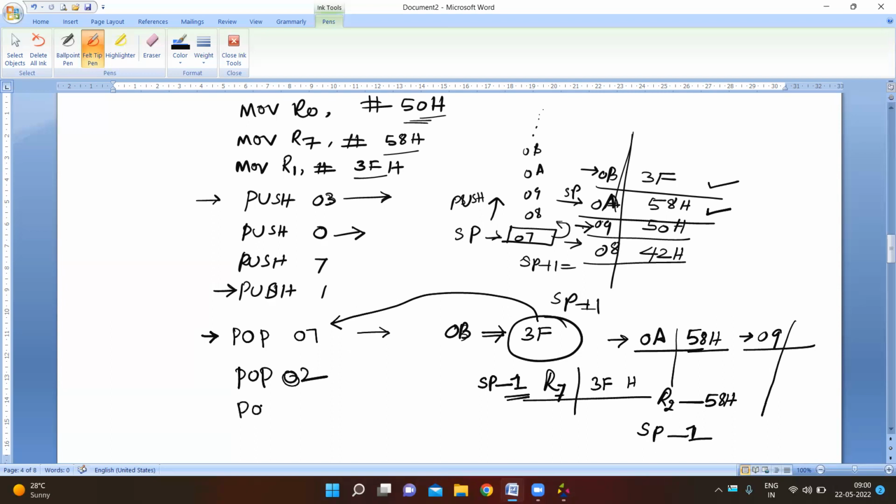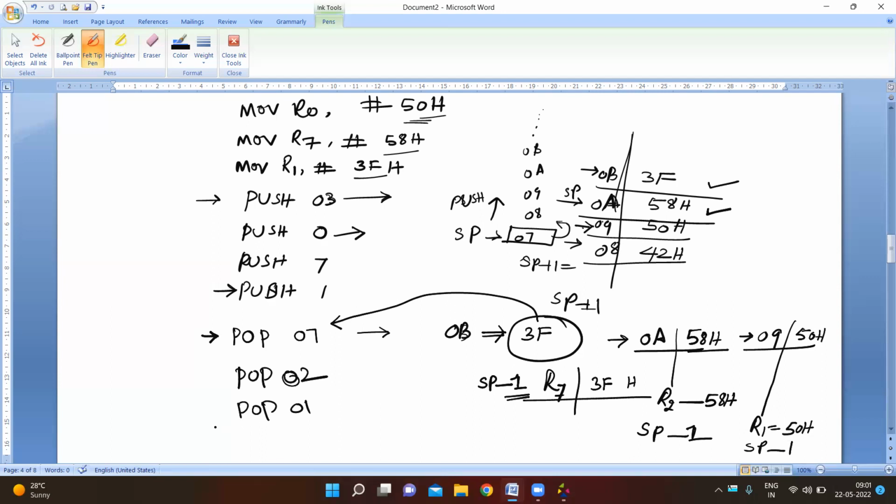And if I write again pop 01, right? Pop 01, now what happens? It retrieves the data from where the stack pointer is pointing. Stack pointer is showing 09. In 09, the contents are 50H. 50H is loaded into register R1. 01 means R1 register only. So R1 is loaded with 50H, and after that the stack pointer is decremented by 1.